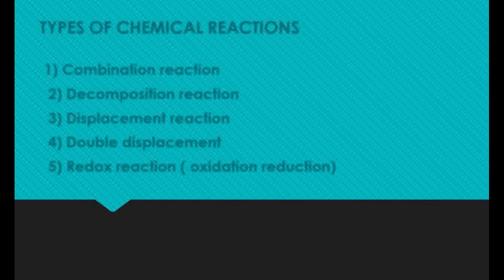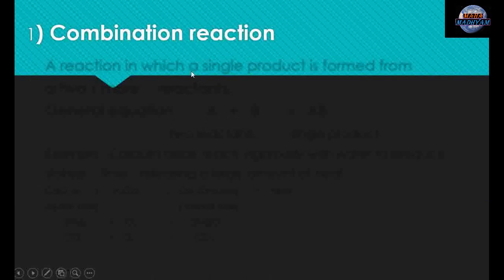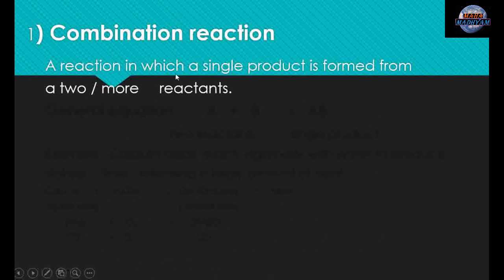So let's start. Chemical reactions are classified into 5 types: combination reaction, decomposition reaction, displacement reaction, double displacement reaction, and the last one, redox reaction. So let's study one by one. First one, combination reaction. Combination reaction: a reaction in which a single product is formed from two or more reactants. So two reactants combine and they form a single product.